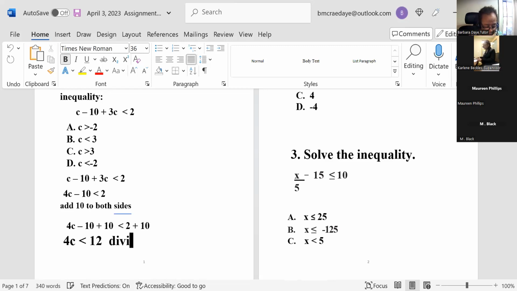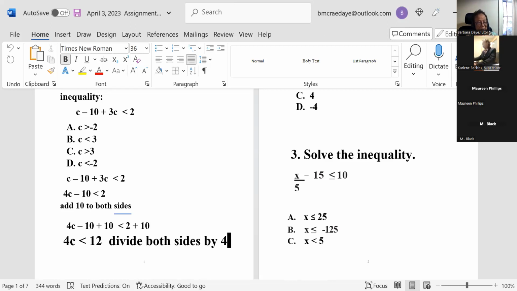Divide both sides by what, Maureen? By 4. That's it. So what's your answer? Oh, you got two answers there. So that means 4, it will be B.